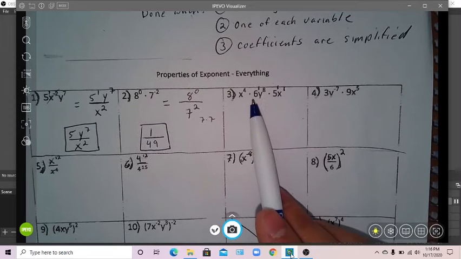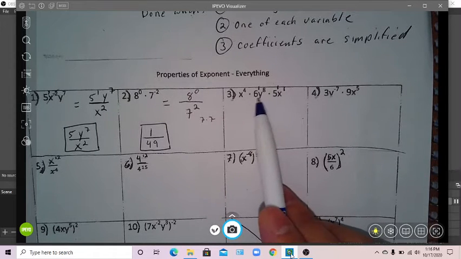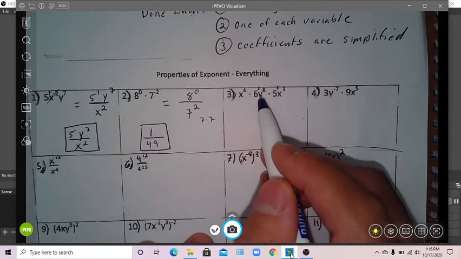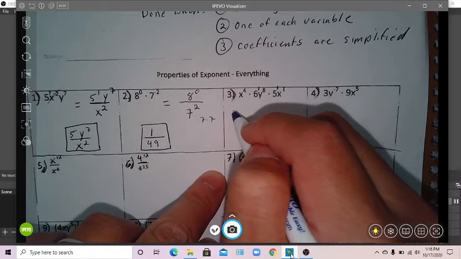Okay, so that's a regular 6 and that's a regular 5. We're multiplying. So those regular numbers in a multiplication, we're just going to multiply them. 6 times 5 is 30.